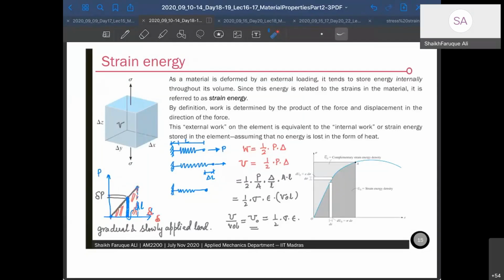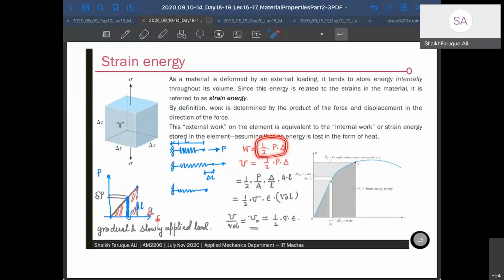I've loaded it up to this point, and then I leave the load. The work done by the load on the body will be P into the deflection that has happened to the body, and that is calculated as work equals half into P into delta. The area under the curve provides you the energy that has been stored, which is half P delta.